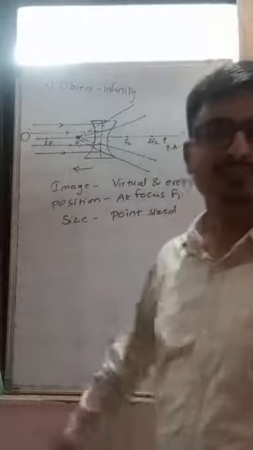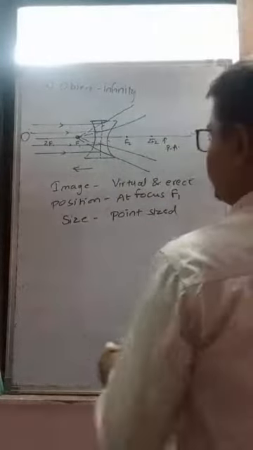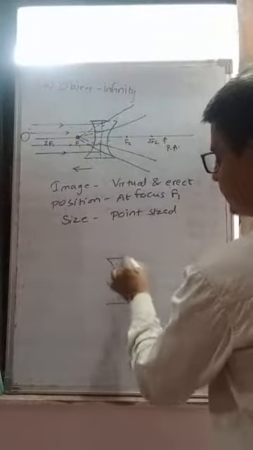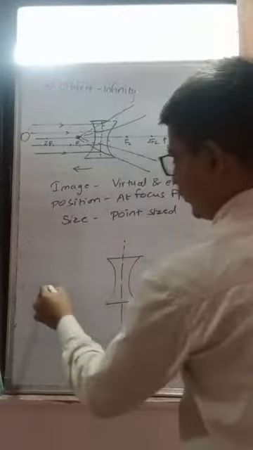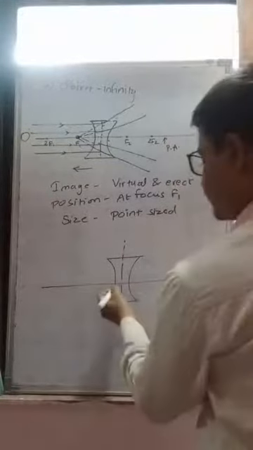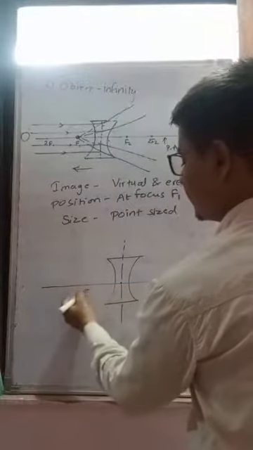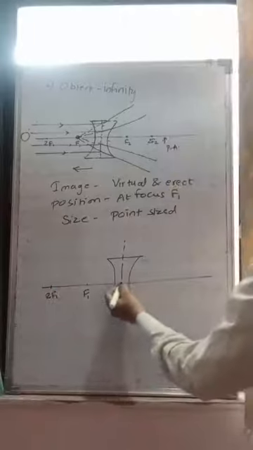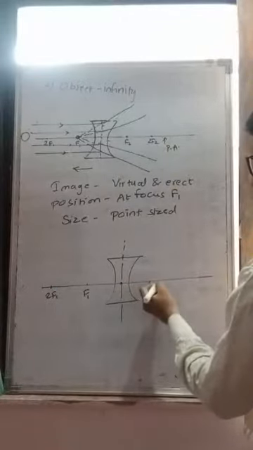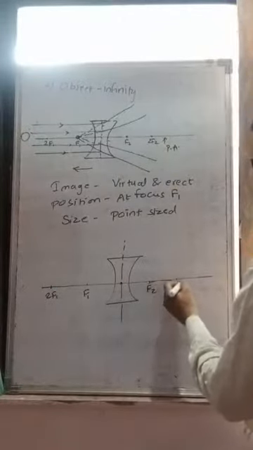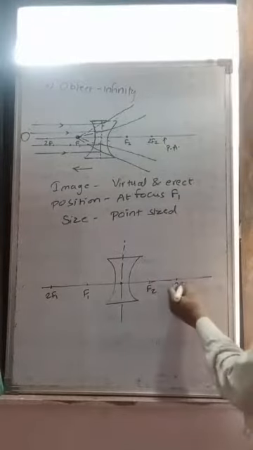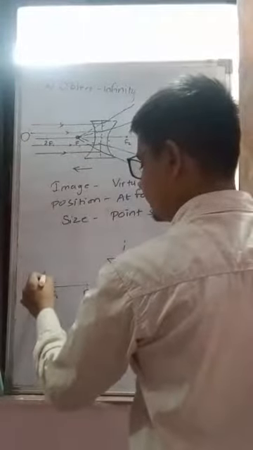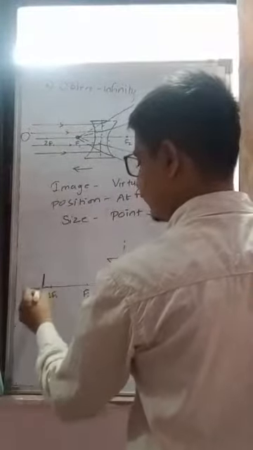Okay, suppose we take another case. This is a concave lens, and now we are considering the object beyond 2F1. We are just bringing the object towards the lens. We are keeping an object somewhere here. Let's say this is an object, named AB.